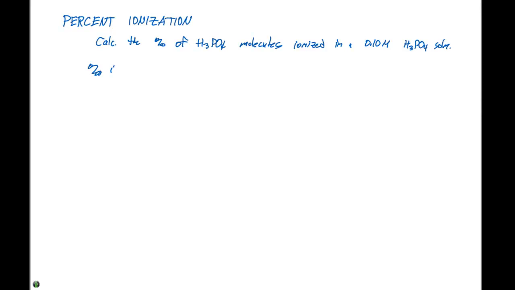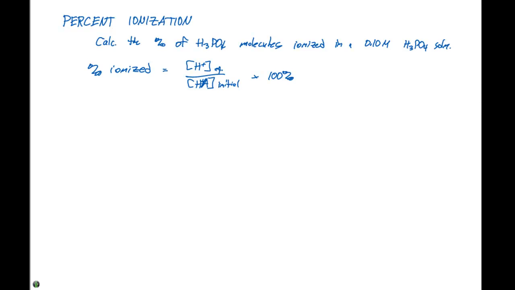So if we were to come up with a formula for a percentage of molecules that are ionized, or the percent ionization, it's going to be the H plus concentration at equilibrium divided by the HA concentration initial. Then we multiply this by 100% to get our percentage.